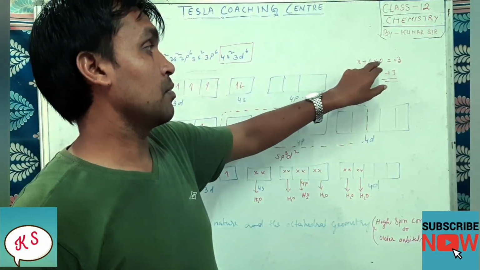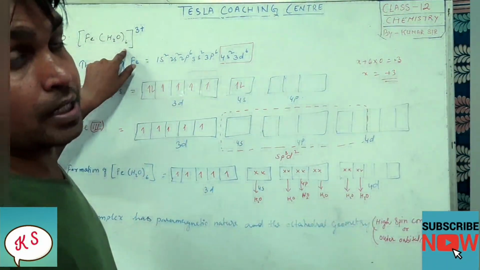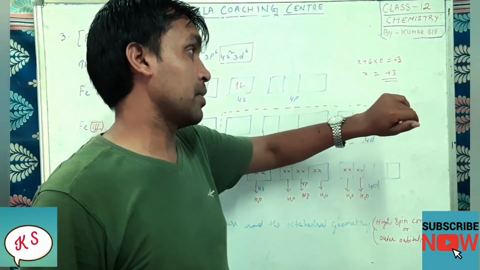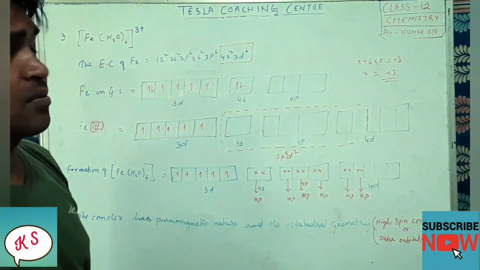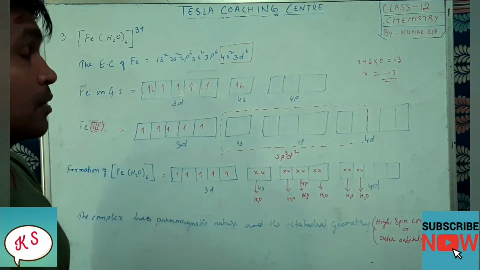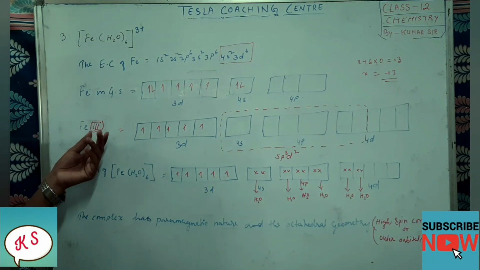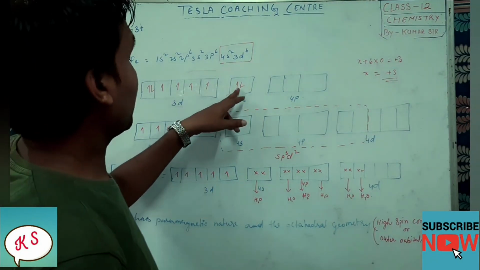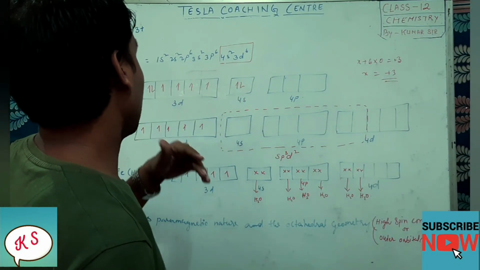Now we have to find out the oxidation number. So 6 into x plus 6 times 0, because there are 6 water molecules and water is neutral, equals plus 3. The charge is plus 3, so x equals plus 3 oxidation state. In some cases it will be minus also, so you have to take care of that. Okay, now Fe3+, the oxidation number is 3, so 3 electrons we are going to remove. 2 electrons from here, 1 electron from here. So 1, 2, 3 electrons we have removed.